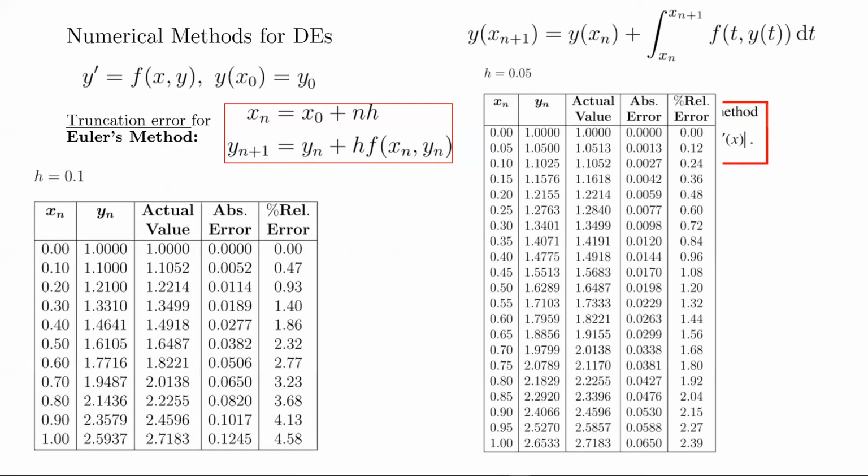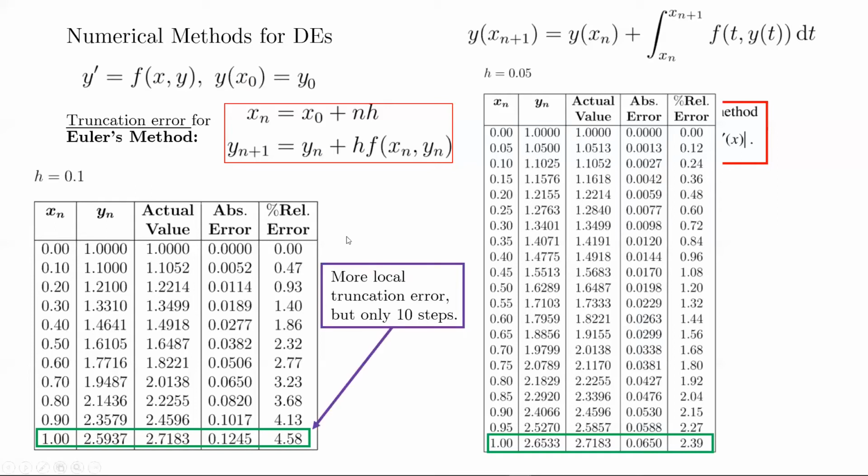So for example, when I solved this ODE previously with h equals 0.1 and h equals 0.05, I halved the step size here, so I should expect that the error also halves, right? Which it approximately does. So 2.39 is roughly half of 4.58.